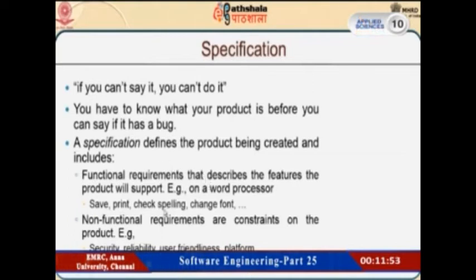As part of functional requirements, we describe the features the product will support, for example a word processor which has save, print, check spelling and check font. And non-functional requirements are constraints on the software or product. For example, we may have to rely on security, reliability, user friendliness and the platform with which we are to develop the work.